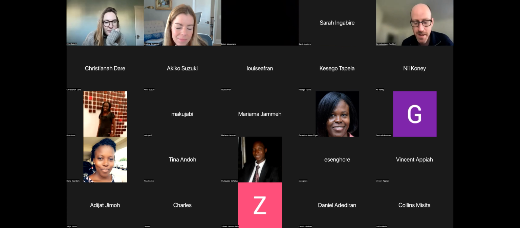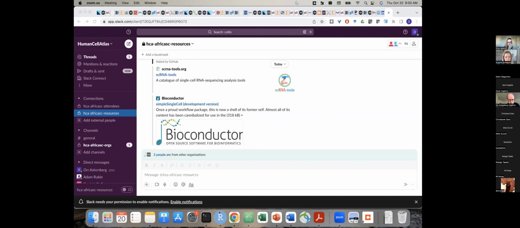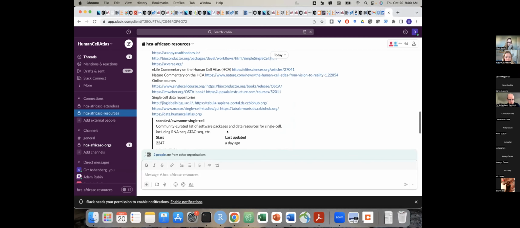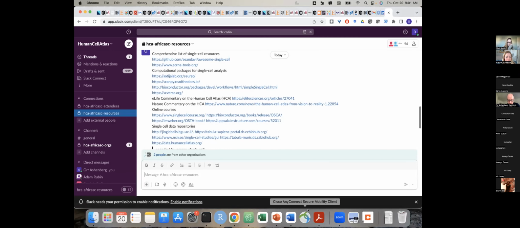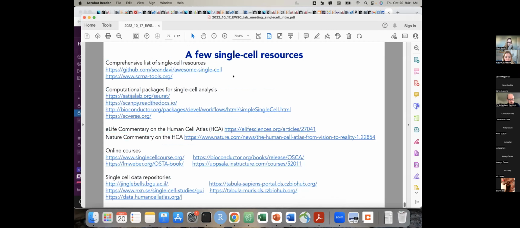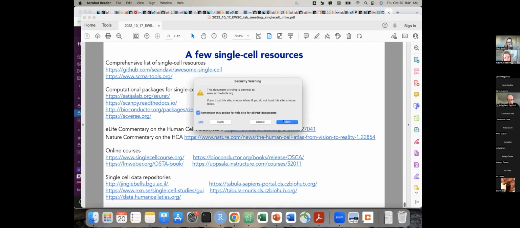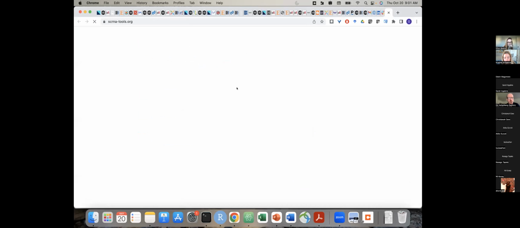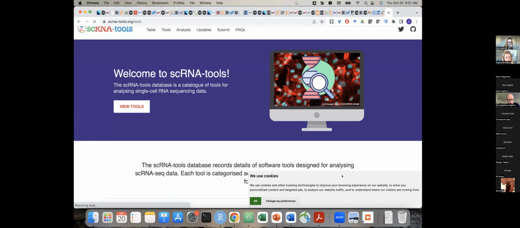This is really amazing. I posted all these links in the Slack, and I'll show them as a PDF. They are an organized set of things you can use going forward. The first two are links to repositories where single cell tools for computational analysis are listed. Not all of them, but a large number are organized here.